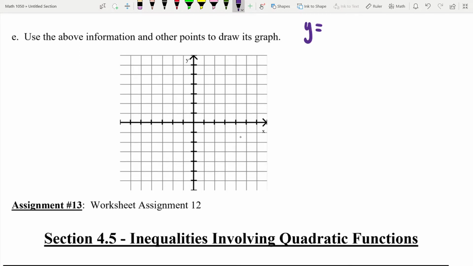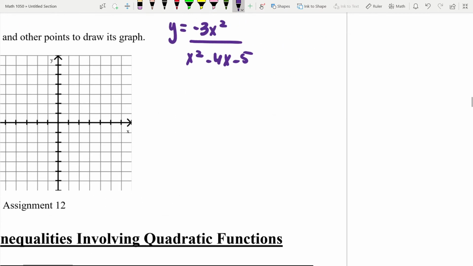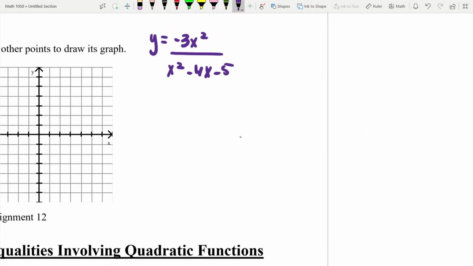Everybody write y equals -3x squared over x squared minus 4x minus 5. I want you to add stars around this question. This is what it's going to look like, I think. Okay? Step number 1. Everybody tell me step 1. Factor. So everybody go y equals -3x squared over, x squared goes to an x and an x. The 5 goes to a 5 and a 1. Signs are different because it's the negative.